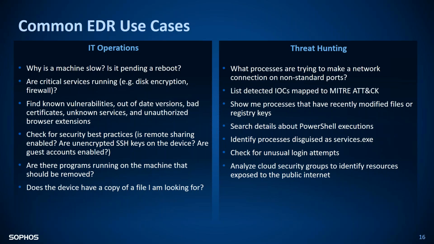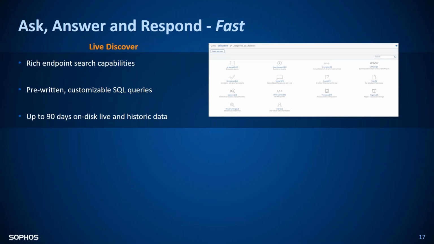Those are all the kind of things that we can look for when we start using EDR and proactively hunting our network. So it gives us the ability to ask, answer, and respond. With Live Discover, we have the ability to do SQL queries to search on all the endpoints and servers in your network. And we can go back up to 90 days worth of live and historical data.